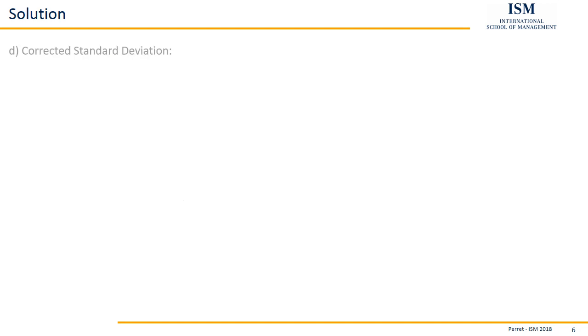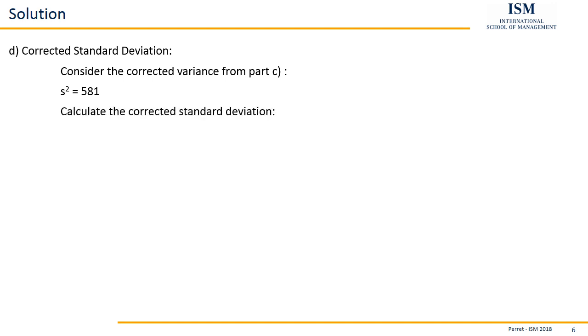Having gotten the sample variance in part C, we can just take this one and calculate the corrected standard deviation by getting the square root of this corrected variance. This gives us, for this example, a value of 24.1039. So this is our corrected standard deviation. Thus, we have finished the fourth part of this exercise and conclude the whole exercise.